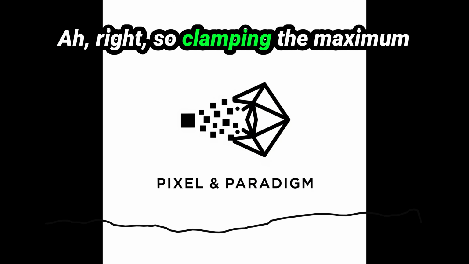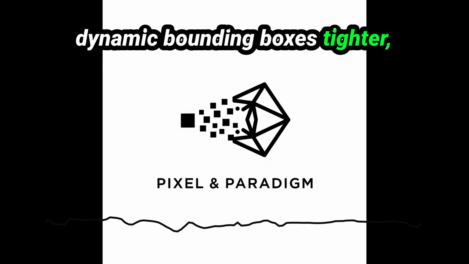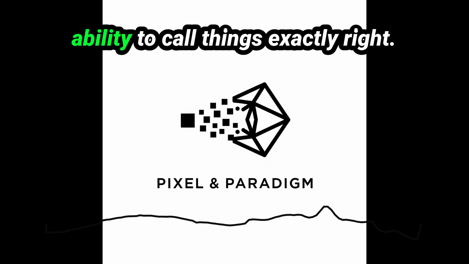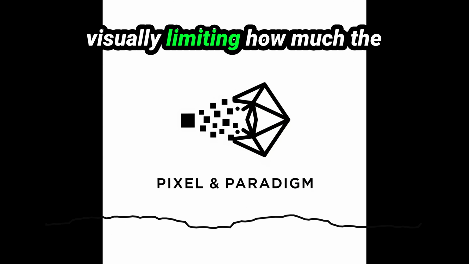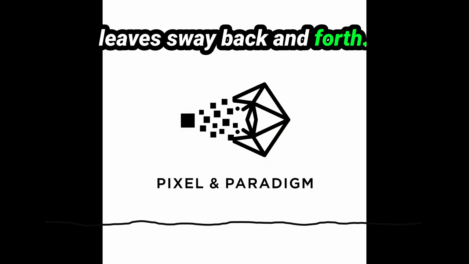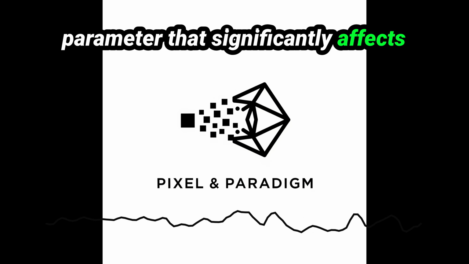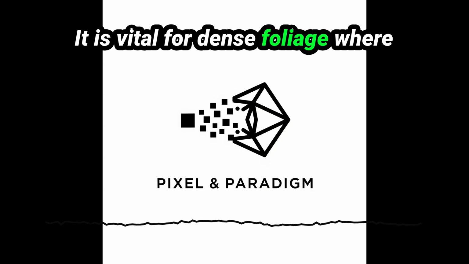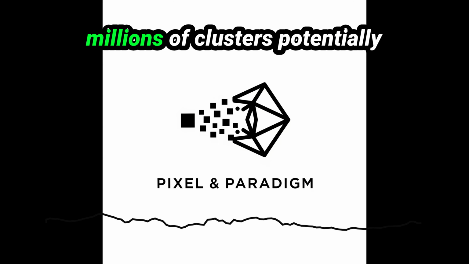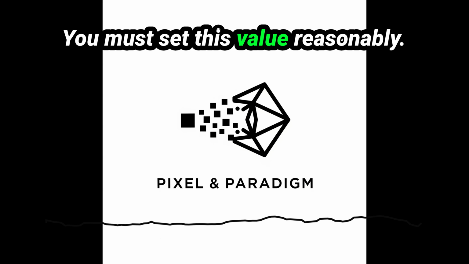Ah, right. So clamping the maximum displacement helps keep those dynamic bounding boxes tighter, which in turn improves Nanite's ability to cull things. Exactly right. This setting isn't just about visually limiting how much the leaves sway back and forth. It's a direct performance tuning parameter that significantly affects how Nanite culls dynamic geometry. It is vital for dense foliage where you might have thousands or millions of clusters potentially being affected by wind calculations. You must set this value reasonably.